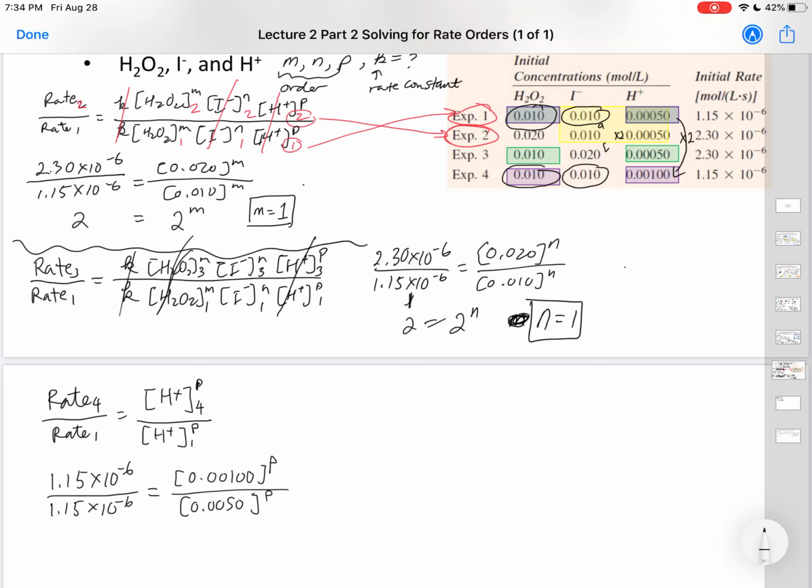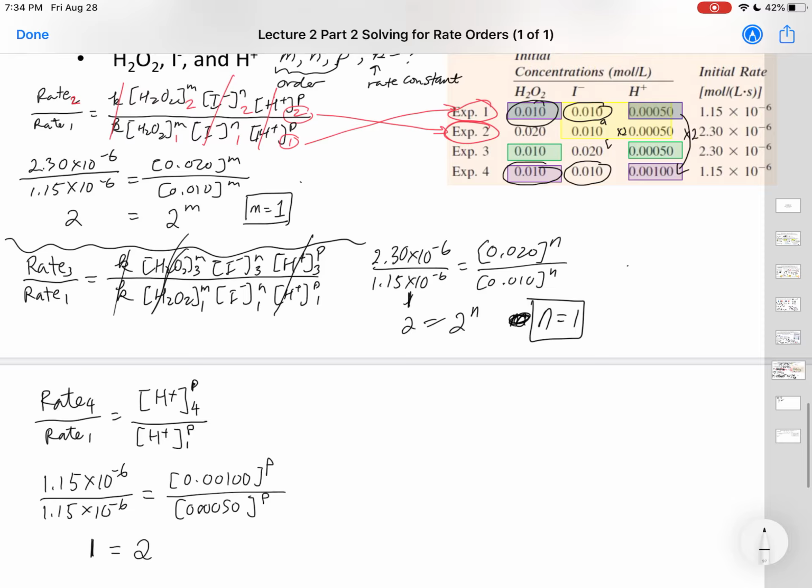Okay, so again, doing the math, 1.15 divided by 1.15 is 1, is equal to 0.10 divided by 0.05, which is 2, or 0.01 divided by 0.005, is 2, and it's to the P. Now in this particular case, P must equal 0. Okay, why is that? Because 2 to the 0 is equal to 1, right? So 1 equals 1, that's true, okay? So in this case, the more H plus you add, it's still going to be the same rate.